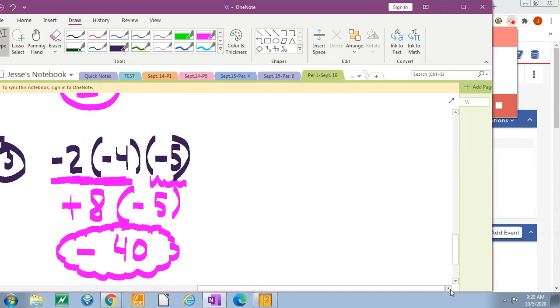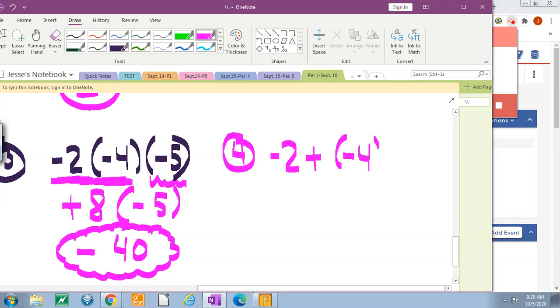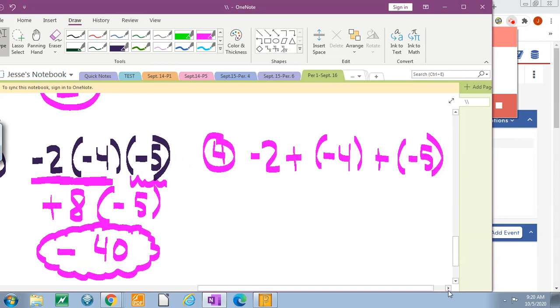Now, number 4, what if I had it like this? Because I did a couple of problems like that, like number 4. -2 plus -4 plus -5. Okay, now what's the difference between 3 and 4? What did I do differently?